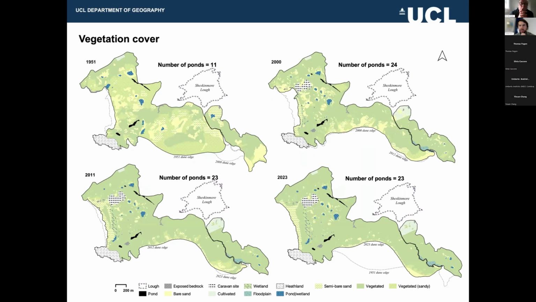In terms of vegetation, the site has largely shifted from bare sand and semi-bare sand dominated to vegetated dune, with a floodplain developed on the southeast side as a deposit from the lake outflow here. The number of ponds doubled from the 1950s to the 2000s, as some of the ponds on the south side have disappeared, but a larger number of new ponds have developed on the west side.